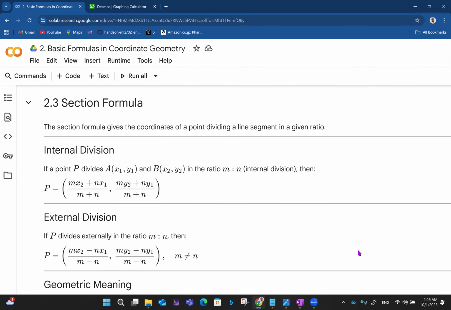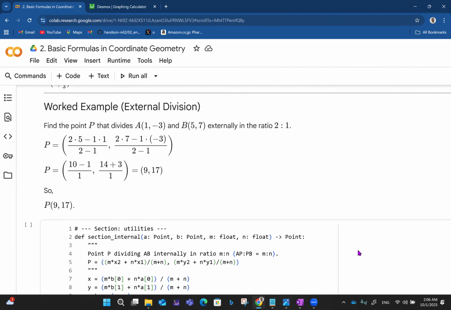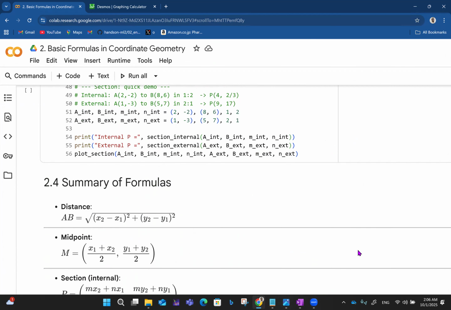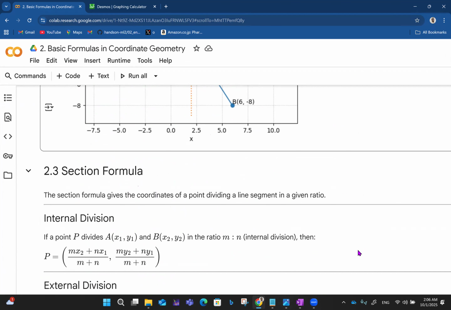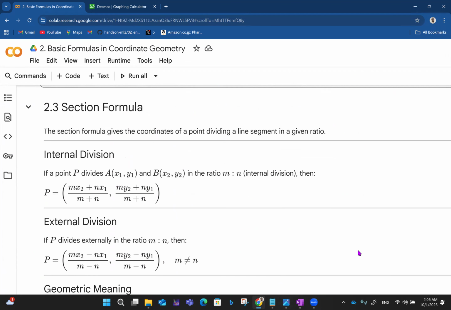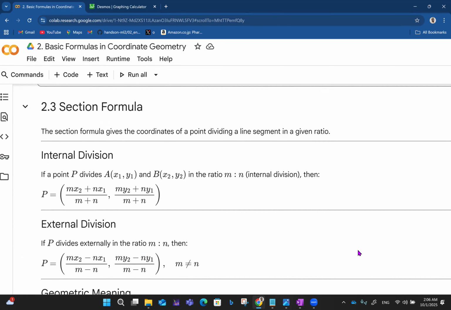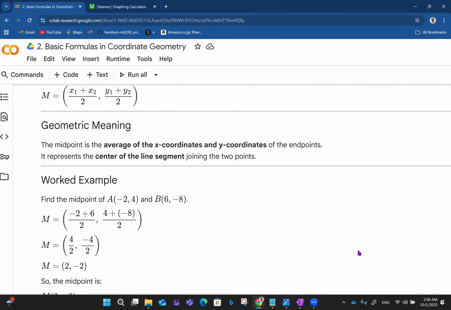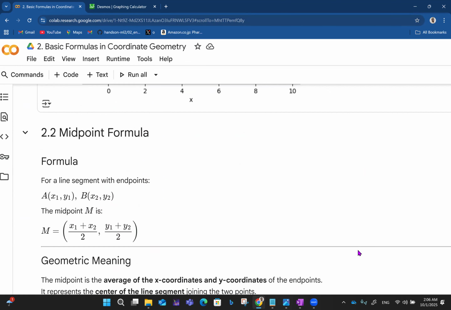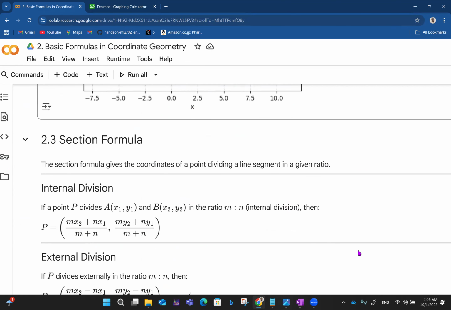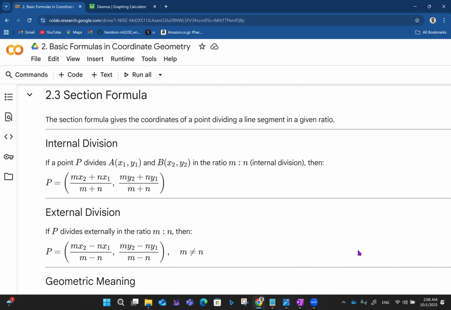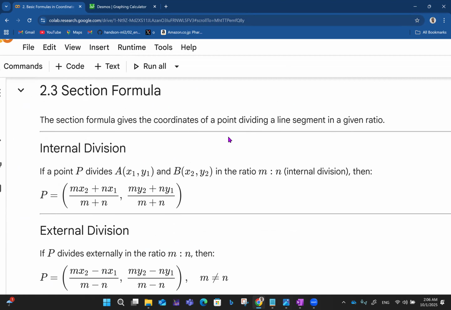Then the last formula, is it the last? Yeah, I think so. As far as this is concerned, there are many formulas in coordinate geometry, but these are some basic formulas. So the last formula we're considering here is what we call the section formula. So the section formula gives the coordinates of a point dividing a line segment in a given ratio.